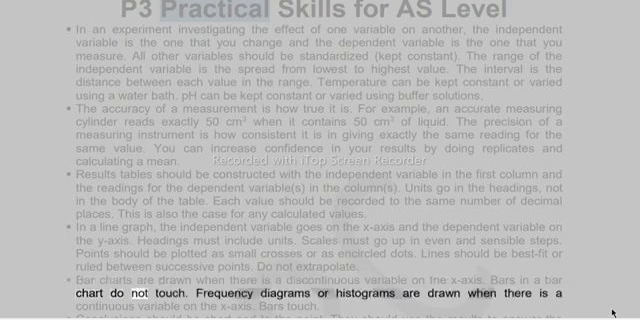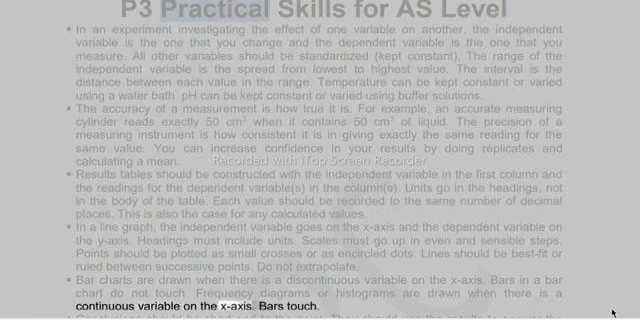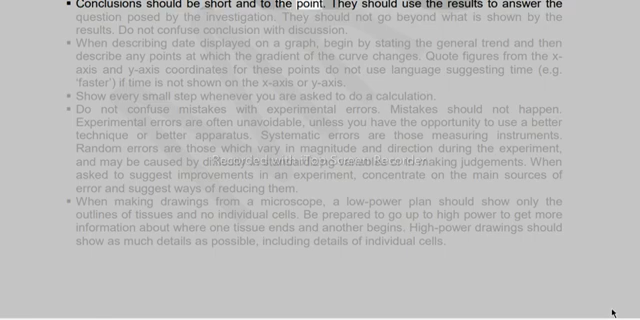Bar charts are drawn when there is a discontinuous variable on the x-axis. Bars in a bar chart do not touch. Frequency diagrams or histograms are drawn when there is a continuous variable on the x-axis. Bars touch.